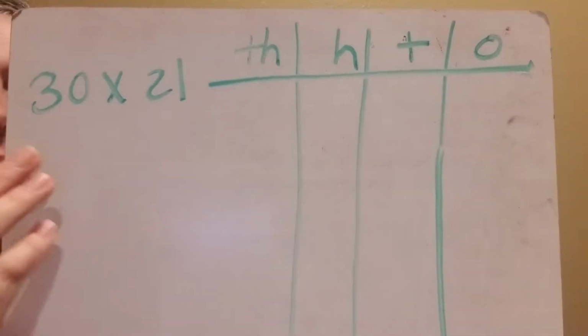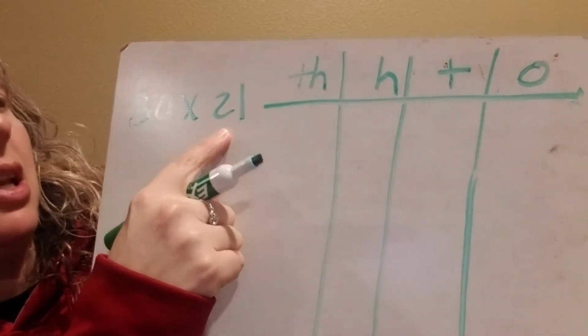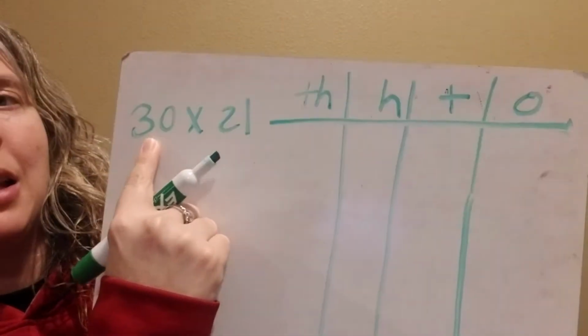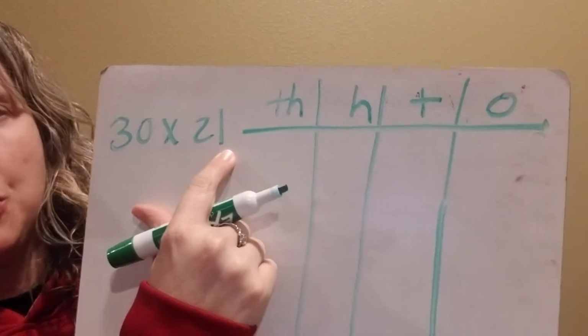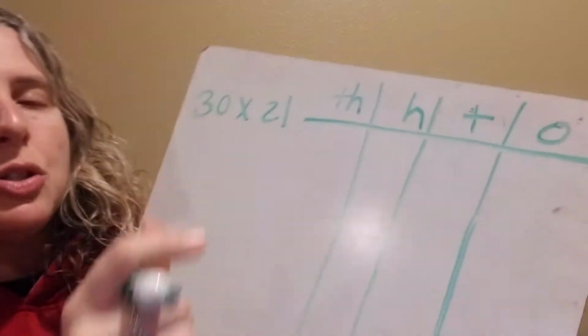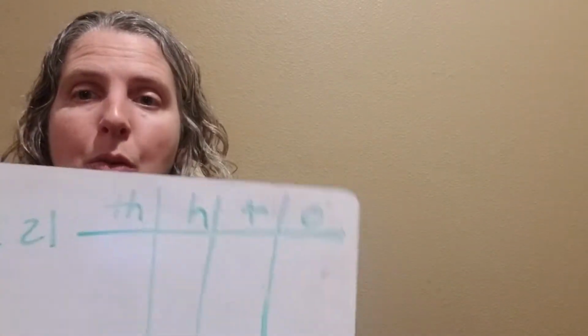We're going to talk about double-digit multiplication. That means when you're multiplying and both numbers have 2 digits in them. Okay, so before we learn the standard algorithm, we're going to talk about it 2 different ways. We're going to talk about it with the place value chart and with the area model.